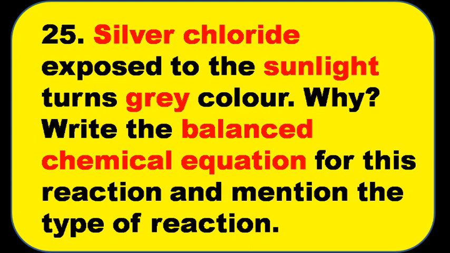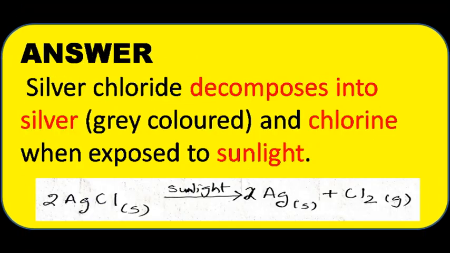Silver chloride exposed to sunlight turns grey color. Why? Write the balanced chemical equation for this reaction and mention the type of reaction. Silver chloride decomposes into silver and chlorine when exposed to sunlight. 2AgCl gives 2Ag plus Cl2.